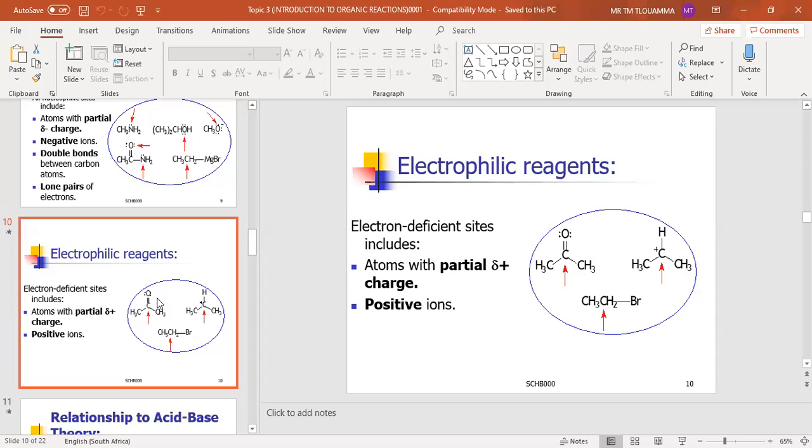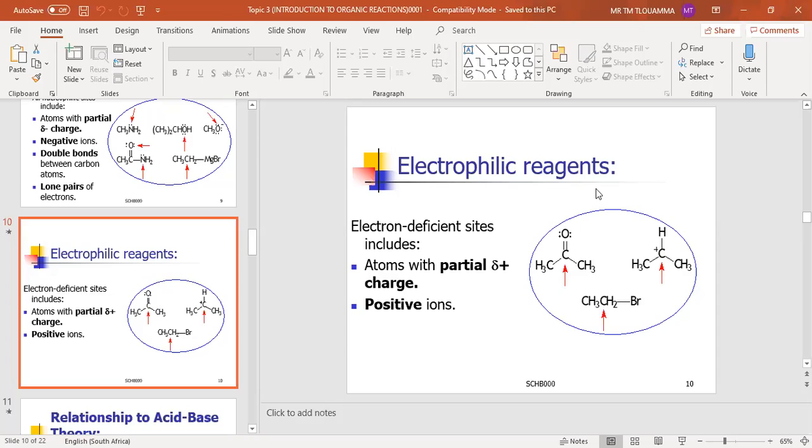The electron deficient sites, they include what? Atoms with the partial positive charge. They don't have much of the conditions, unlike the nucleophilic reagents. But these ones, they have the atoms with the partial positive charge, and then also the positive ions. This is obvious, right? Atoms with partial positive charge and atoms with positive ions.